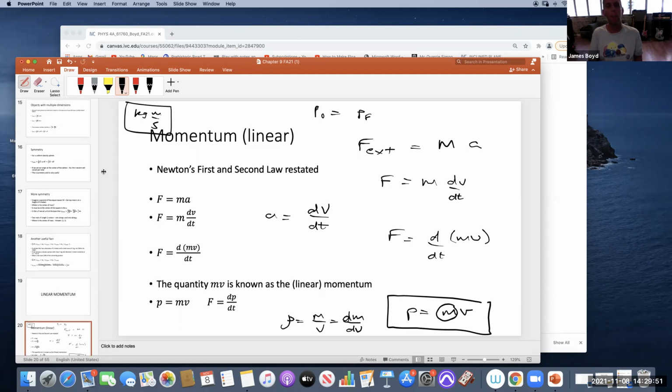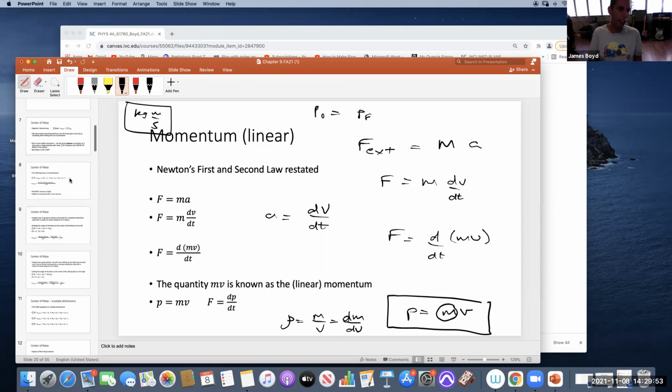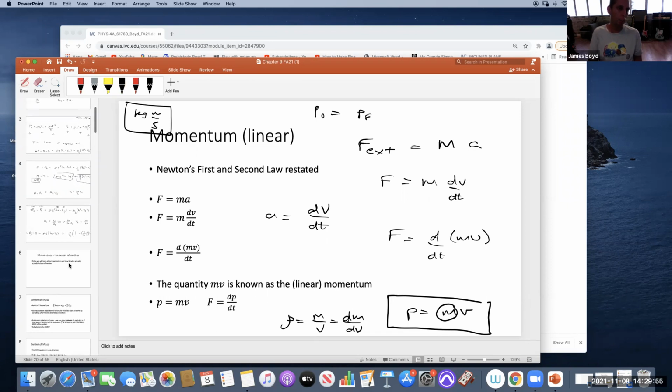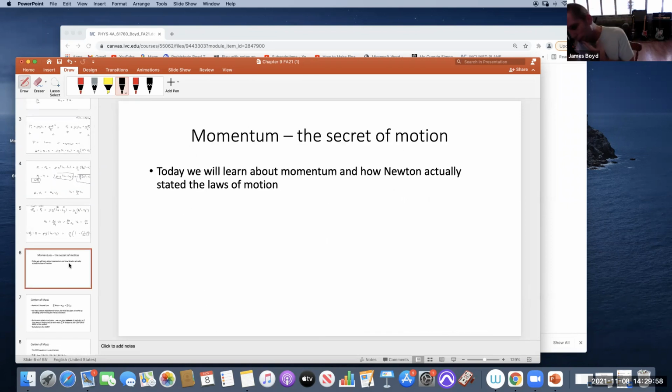But before we get into all this, we need to come back to the secret of motion. And when we talk about a system of particles and we say F is equal to the change in momentum, what we really mean by the momentum is the center of mass times velocity. What does center of mass mean?